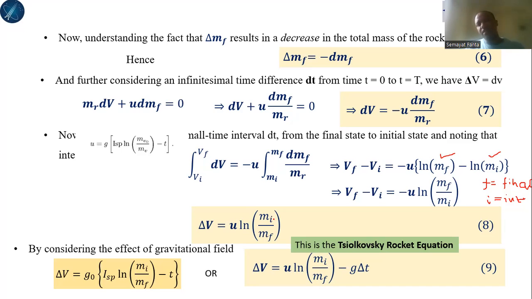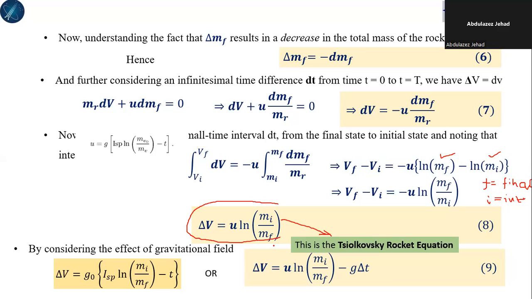So mi is the initial mass before the rocket launch, and mf is the final mass after some amount of mass is consumed, sometimes even the complete propellant may be burned. So this equation is called the rocket equation, the Tsiolkovsky rocket equation. When we consider gravitational attraction, meaning our rocket is in the gravitational field, then there is some reduction in velocity because of gravitational drag.